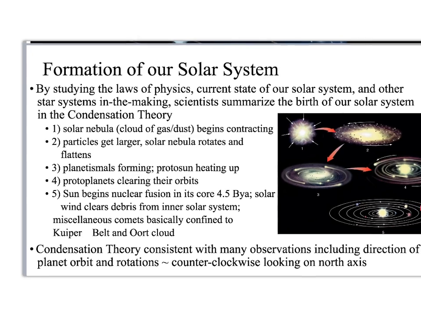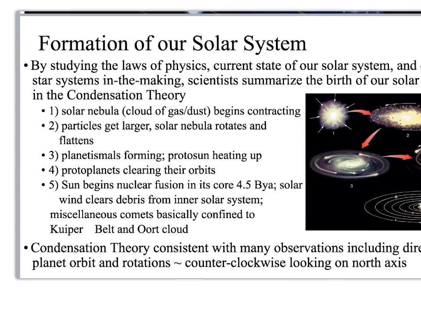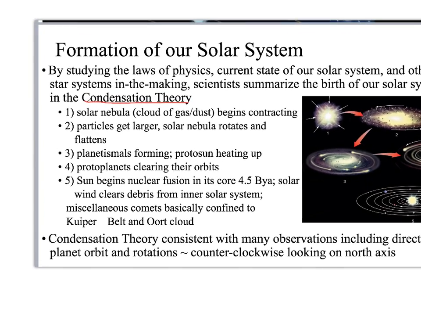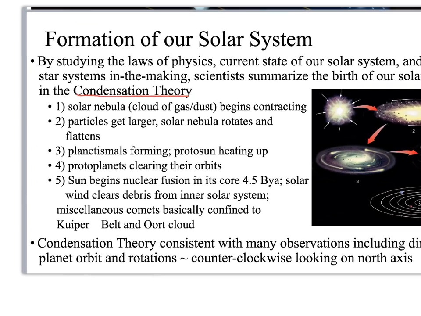All right, so the formation of our solar system is generally called the condensation theory. And I think on your review sheet I said no major terms. No as in K-N-O-W, not N-O. So our solar system started out as a solar nebula. The particles got larger and the solar nebula flattened out and rotated.